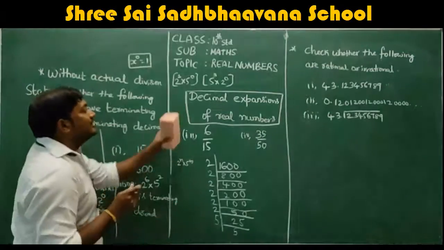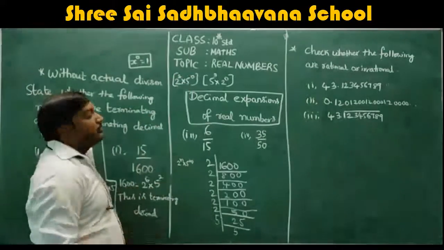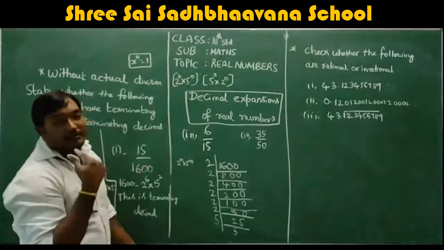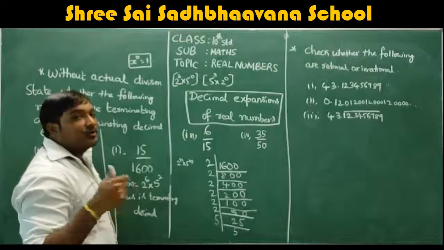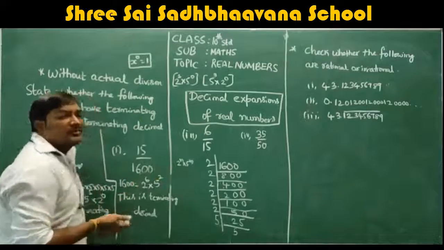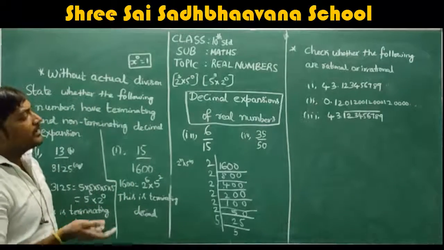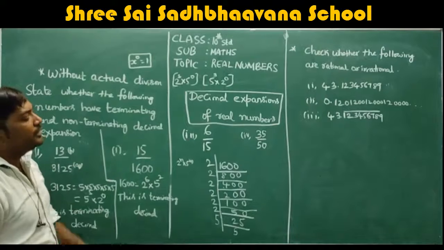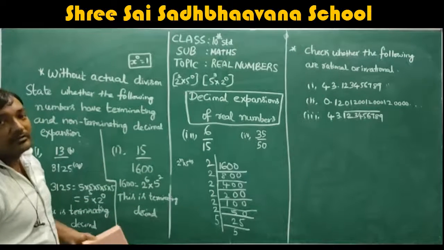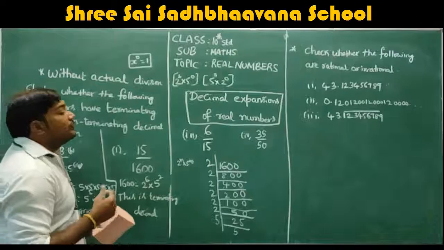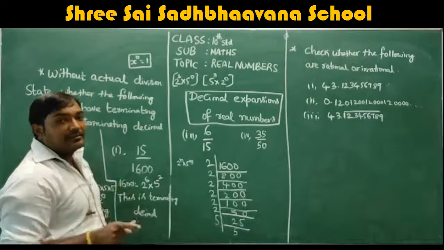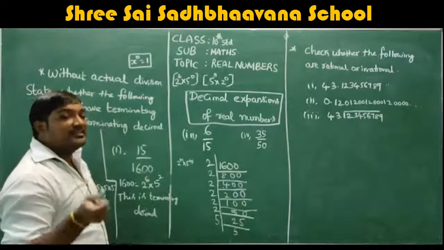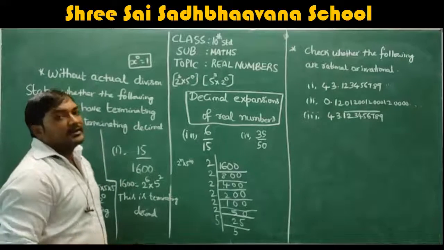So we express this in the form of 2 power n into 5 power m. So we are able to express it, then definitely it is terminating. In this case also, 5 power 3 is there, but 2 is not there. So, can I write 2 as 2 power 0? Yes. So, similarly, I wrote 5 power 3 into 2 power 0. We are able to express it in this form, so that is also terminating. Remember, even if you get the prime factorization of q only in terms of 2 or only in terms of 5, they are also considered as terminating decimals.